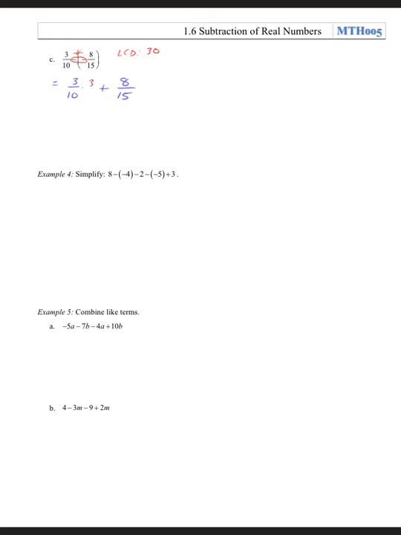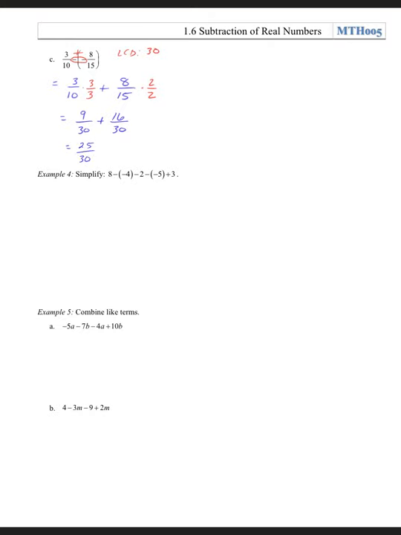So we need to multiply this by a factor of 1, 3 over 3. And then we ask, 15 times what is 30? That's going to be 2. So we want to multiply this by 2 over 2, and then continue to work through this. This would be 9 over 30 plus 16 over 30. So then we add the numerators to give us 25 over 30.